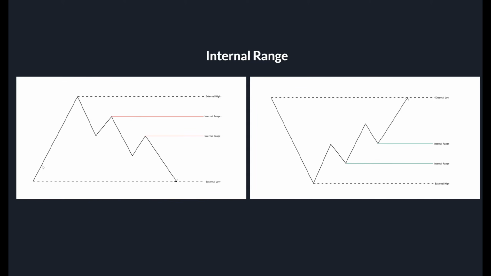You still have the external low, the external high up here, and then you get a breakdown. Then you get your lower high. As long as it's within the high and the low, this is all internal. So now you'll have a lower high, a breakdown, a break of structure here, a retest of it, and then your next internal range.